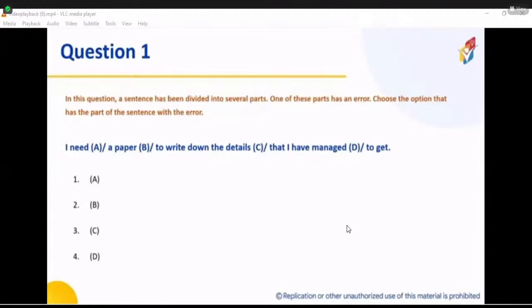In this question, a sentence has been divided into several parts. One of these parts has an error. Choose the option that has the part of the sentence with the error. So the aim is to identify that part which has the error.